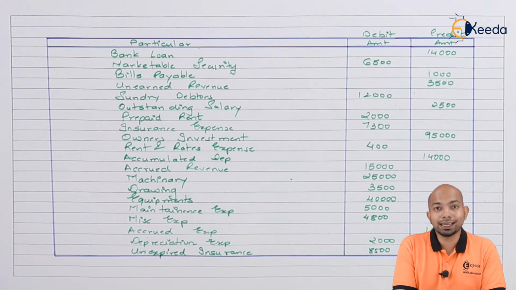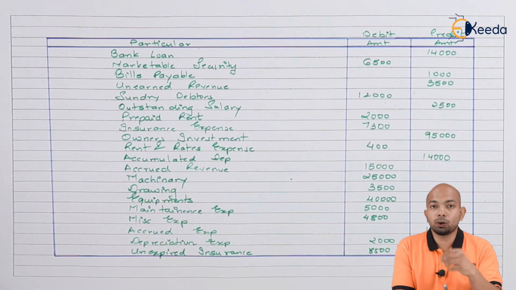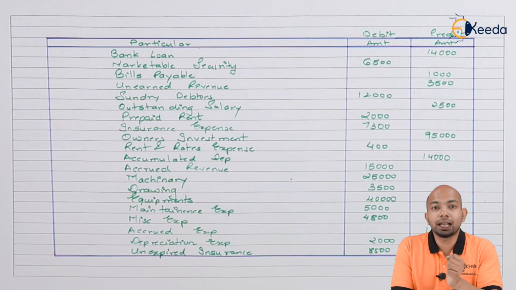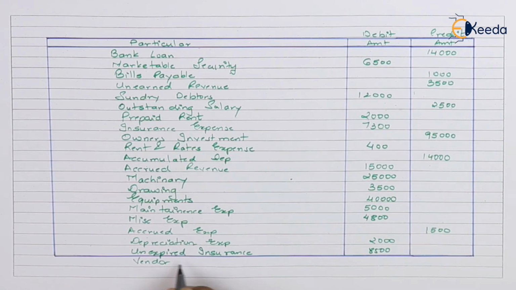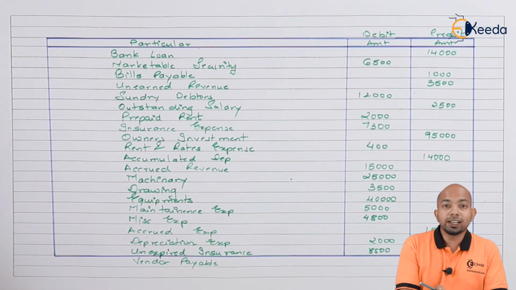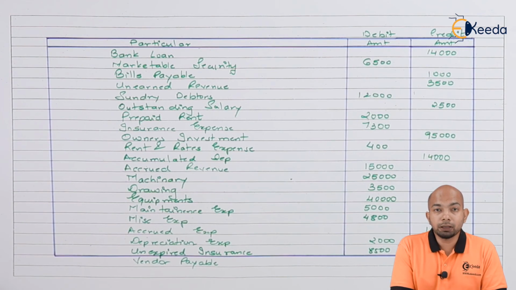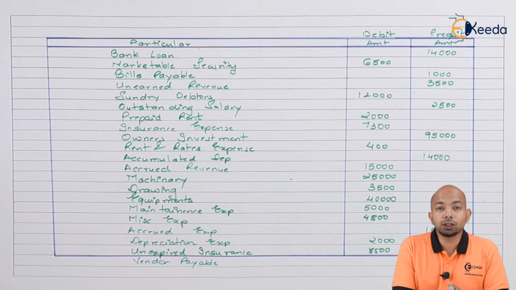Unexpired insurance is again something that we can call prepaid insurance. Prepaid insurance is an expense that has already been paid in advance, hence it will have a debit balance here. Vendor payable can also be called bills payable. That's the reason it has been mentioned on the credit side.